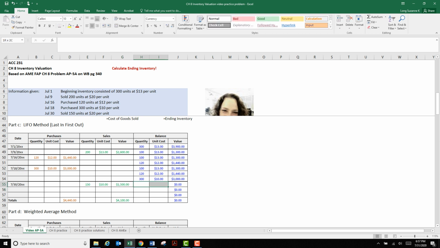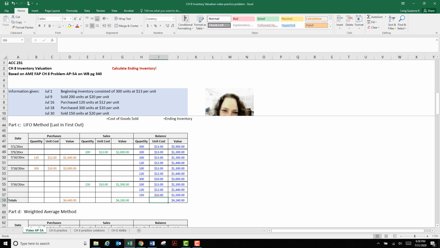Now our last step here is to go through those 3 layers and keep track of what's still there. We didn't do anything with the 13s, they're still there. We didn't do anything with the 12s, they're still there. We did sell some of these, we sold half of the 10s. So we had 300, we sold 150, of course we're down to 150 of the $10 ones.